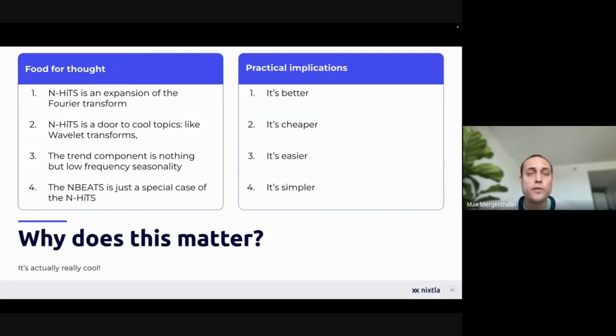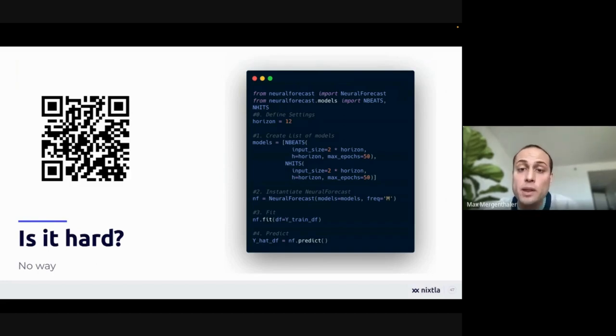Practically, we have seen very good results, and people have seen good results with the N-HiTS, but it's also better, cheaper, easier, and simpler than a lot of the alternatives of deep learning out there. In terms of the implementation, this is a toy example, but again, in less than 10 lines with a very similar syntax to the one that I showed for the StatsForecast, you simply import the models. You define the important parameters of the models. In this case, we're training an N-BEATS and an N-HiTS. You instantiate the class by specifying which models you want to use and the frequency, and you simply call a fit predict syntax to start using this sort of models.